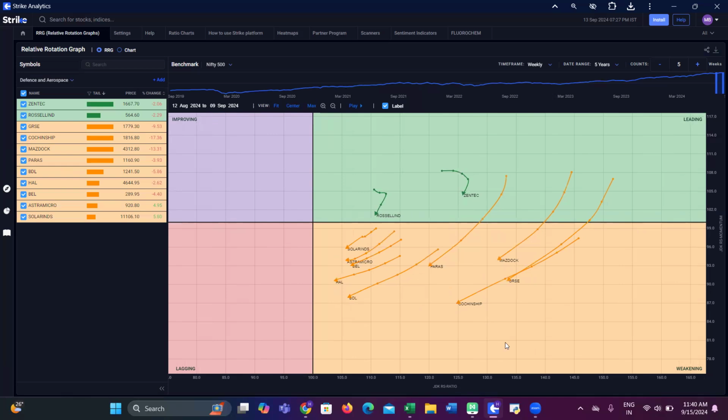I was saying this since long that hey, defense is getting into weakening, losing the momentum. Be careful, and it's the reality here. We spotted that when all of these were in leading. Now all of these are into weakening. It doesn't mean that these stocks are bad.